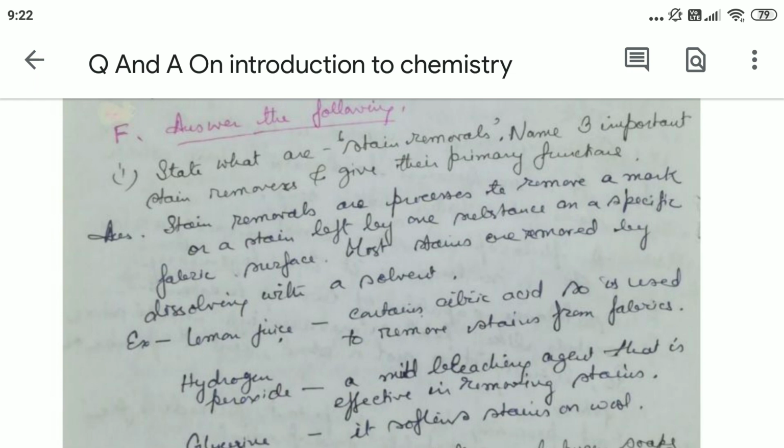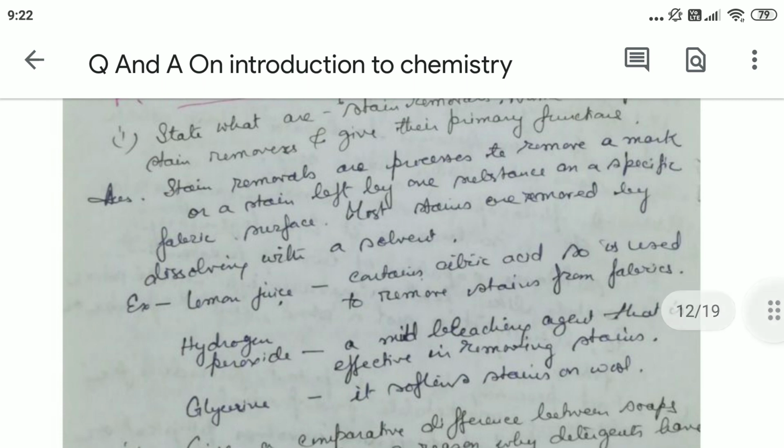So stain removal is the process to remove a mark or a stain that is left over by one substance on a specific fabric surface. When we wash some clothes, there may be some mark left behind by another substance, so that is known as a stain. The process by which we remove that stain is known as stain removal.